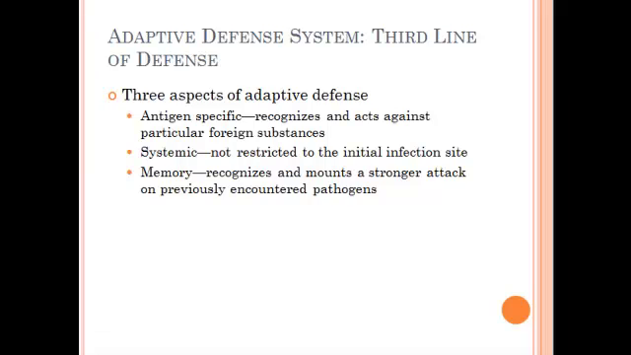There's three main aspects of the adaptive defense system. First of all, it's antigen specific. We'll talk more about what an antigen is specifically here in a minute, but the antigen is basically what is recognized by the immune system, and that's what we're fighting against. This is why it's specific, is because this system, we're looking at this specific antigen and fighting against that. Also, this system is systemic. When we talked about the cardiovascular system, we talked about how the cardiovascular system is systemic, meaning that it goes clear around the whole body.